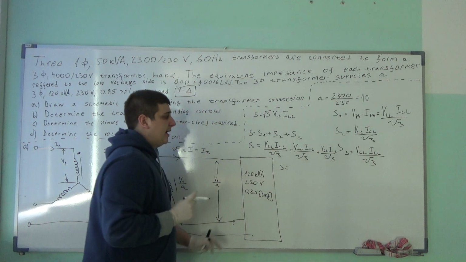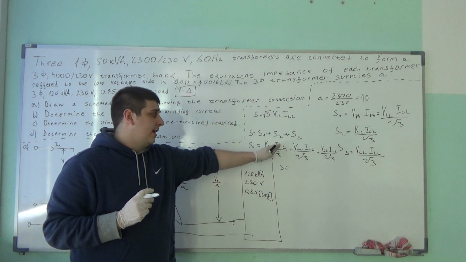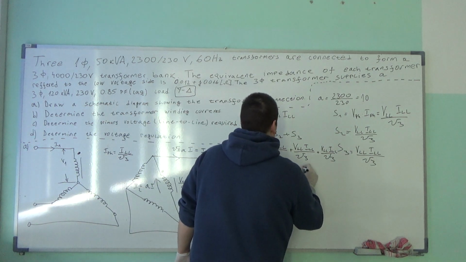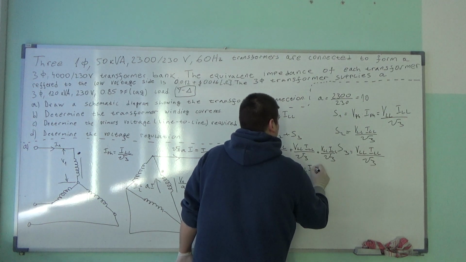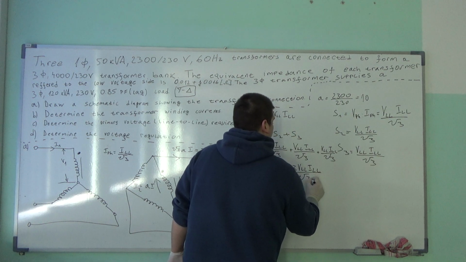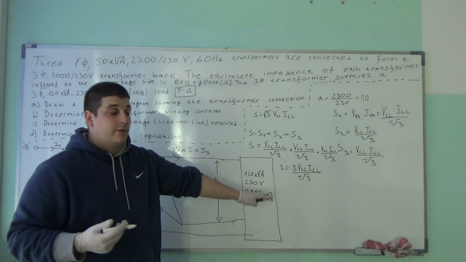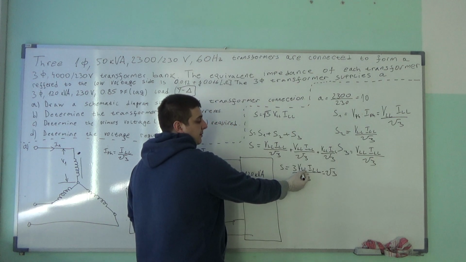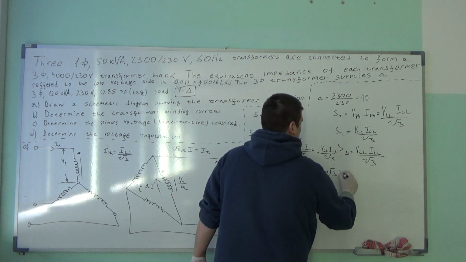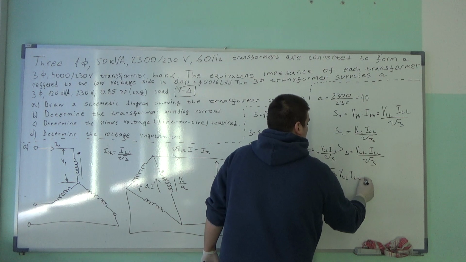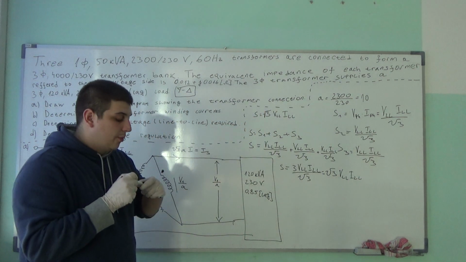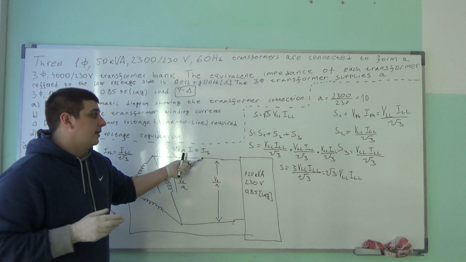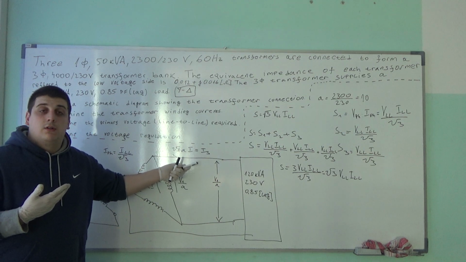So S is equal to 3 times V_LL, I_LL divided by the square root of 3. 3 divided by square root of 3 is equal to the square root of 3 times the line voltage times the line current. So if you didn't know this, I hope you know now. And that's how we are going to calculate this line current here on the secondary part.